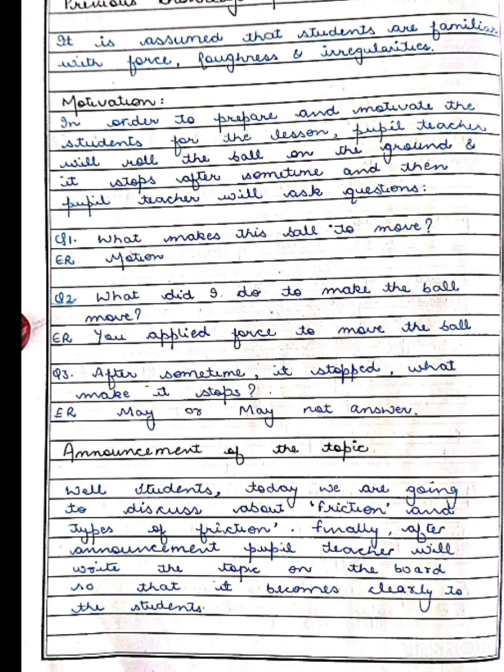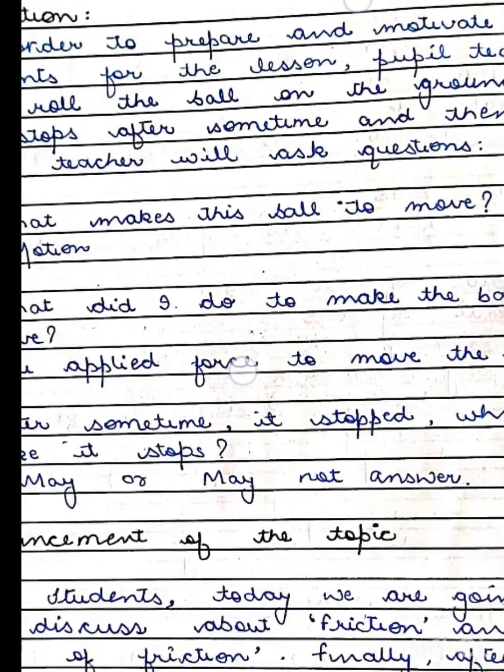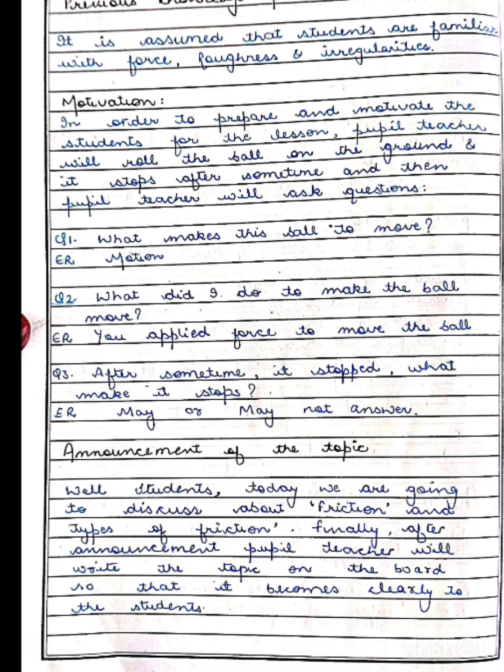On the second page, you have to assess the previous knowledge of the students. For that you have to ask some motivational questions. So let's see the different questions asked by the student in this chapter. The first one is, what makes the ball to move? That is the motion. What did I do to make the ball move? You apply force to move the ball. Okay. After some time it stops. What makes it stop? So the answer may or may not be answerable.